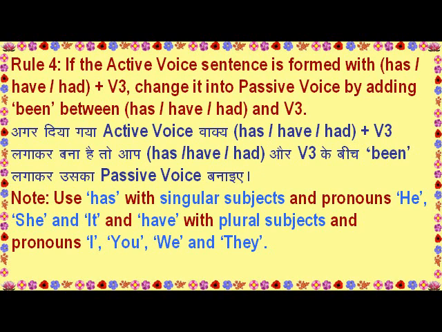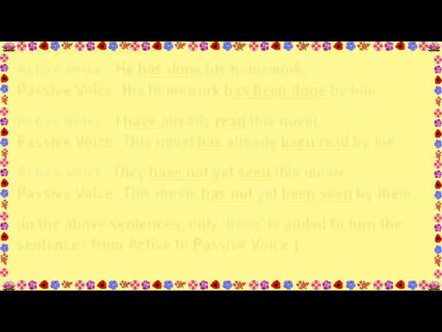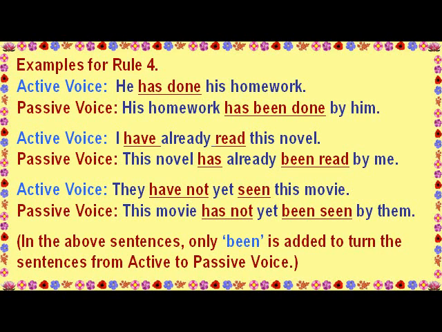Note: use has with singular subjects and pronouns he, she and it, and have with plural subjects and pronouns I, you, we and they. Examples for Rule 4. Active voice: He has done his homework. Passive voice: His homework has been done by him.